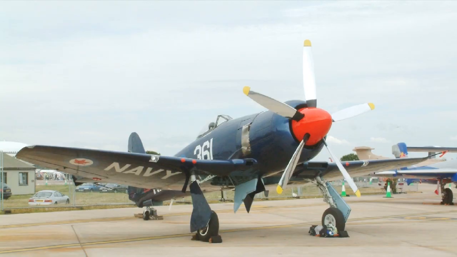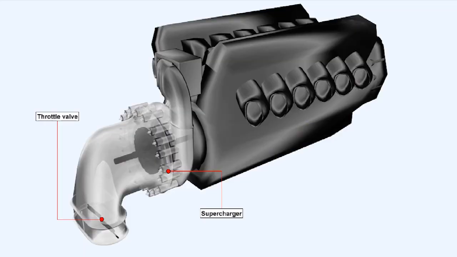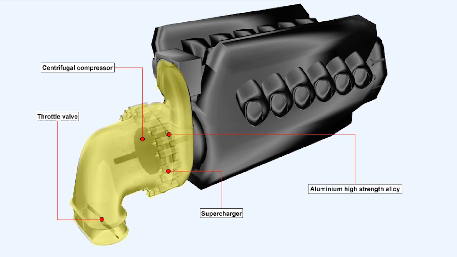Internally driven superchargers are generally used on medium and high-powered piston engines, approximately 250 brake horsepower and above. They're fitted downstream of the throttle valve. Just as with the externally driven turbochargers, the most common form of compressor used in the internally driven supercharger is the centrifugal compressor. The compressor impeller is made as light as possible from magnesium or aluminium high-strength alloy. A shaft, splined into the rear of the crankshaft, provides the initial drive to the supercharger impeller.